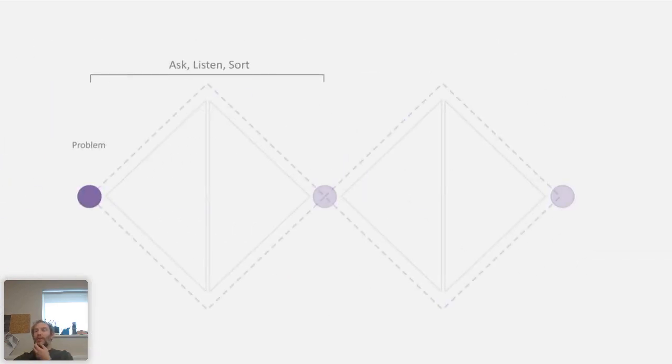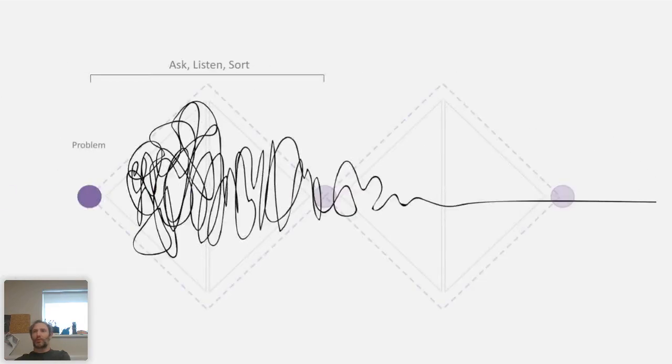Okay. So again, starting on the left-hand side, ask, sort, and listen, or ask, listen, and sort. So asking the question, going out and speaking to your user, listening to what they have to say, observing them, and then sorting all that info into something more usable. So, okay, this was maybe on my first slide.